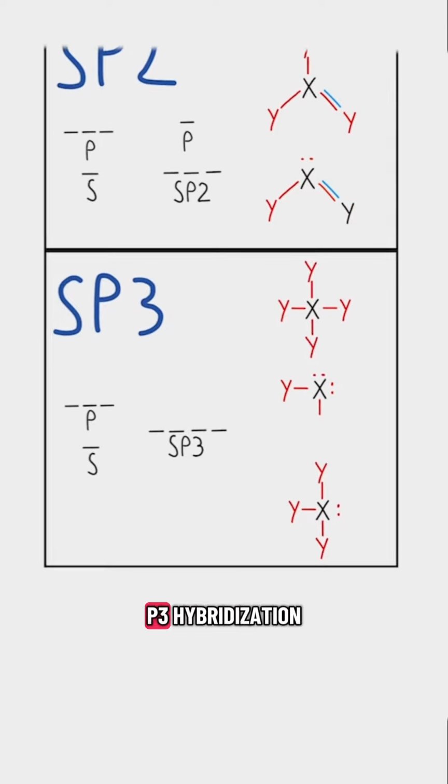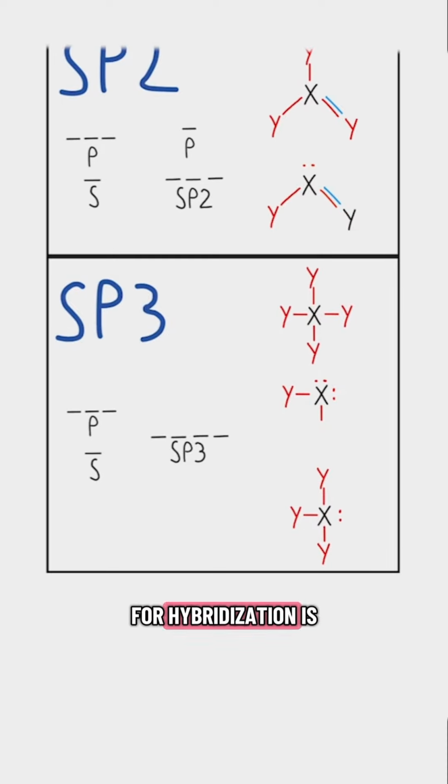Starting with SP3 hybridization. The whole reason for hybridization is to explain what we see whenever a molecule has 4 electron groups attached to it. And an electron group can either be a bonded atom like we see here, or a lone pair like we see there. The electrons in these bonds, or in the lone pairs, are all equal in terms of energy.